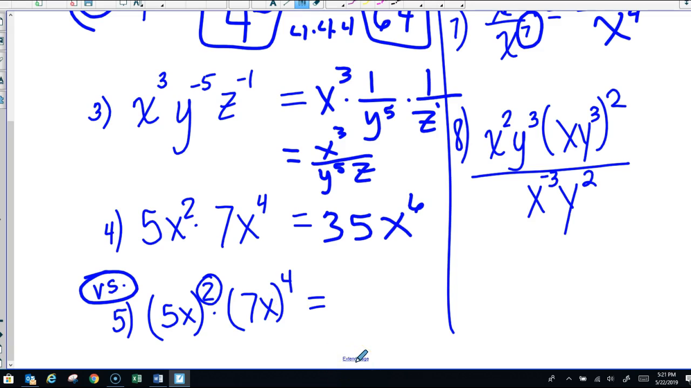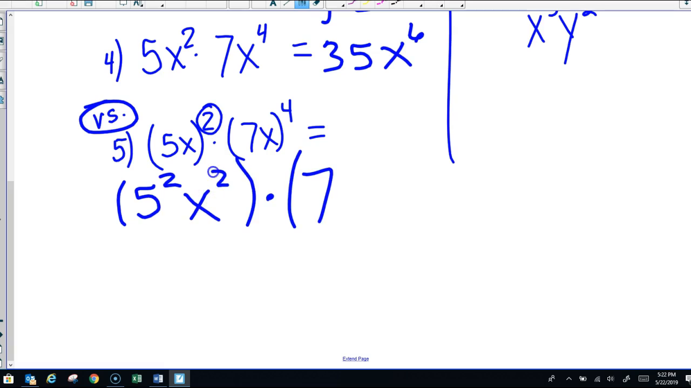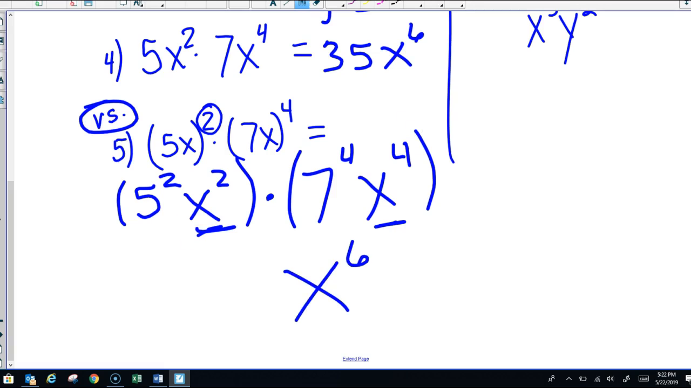Okay? So that means we've got the 5 being squared and the x being squared. Over here, 7 is going to the fourth as well as the x. Okay, now your like bases are going to be x to the 6th. We're going to add those exponents. And then we've got the 25, and we've got 7 to the 4th. Let's see what that is going to be. I did not have my calculator handy. Let's see.